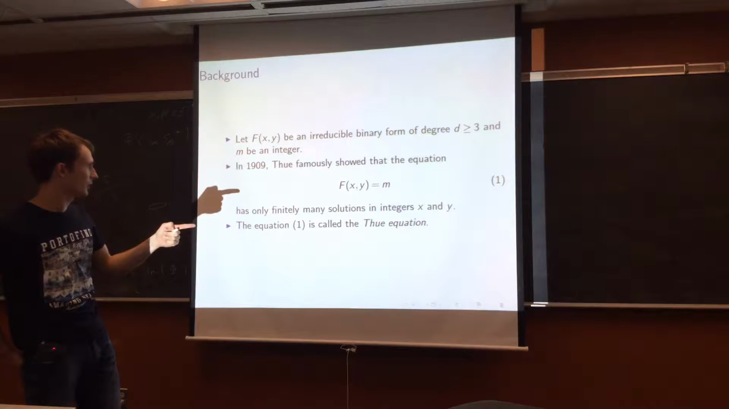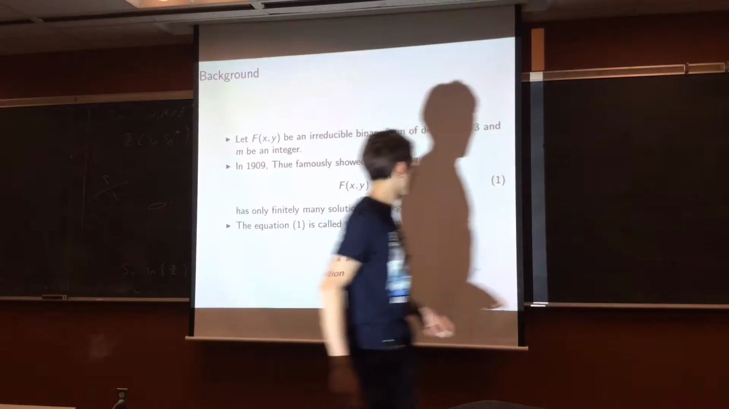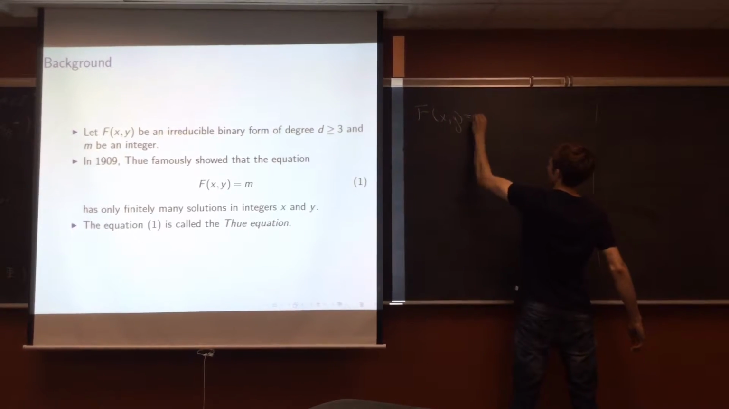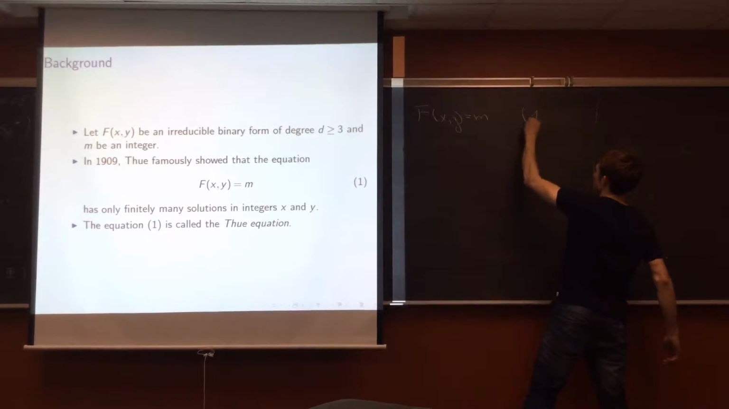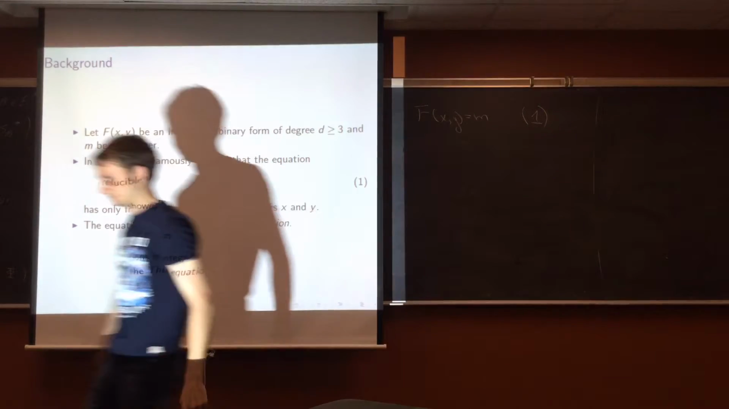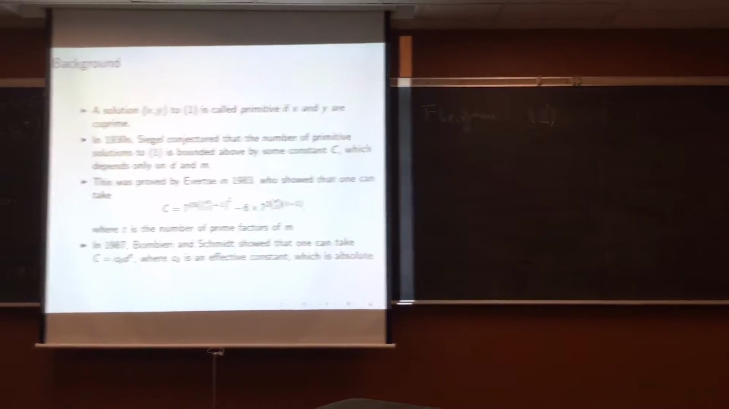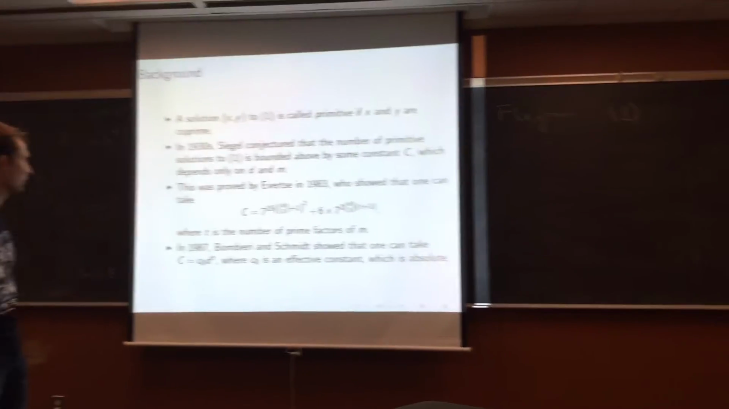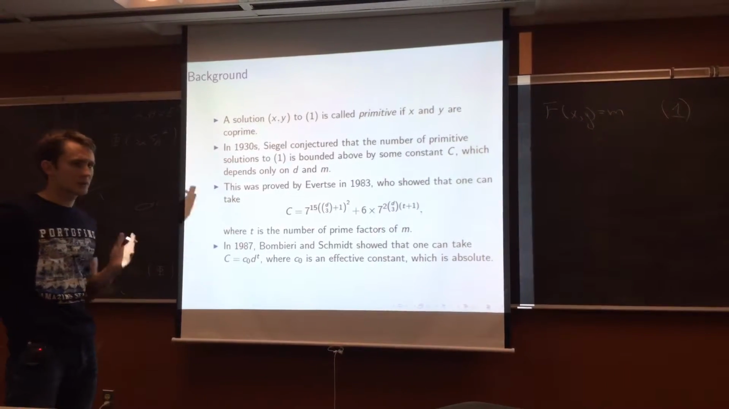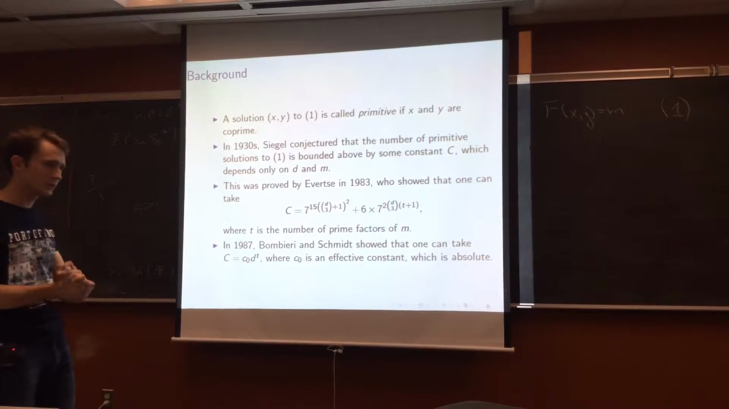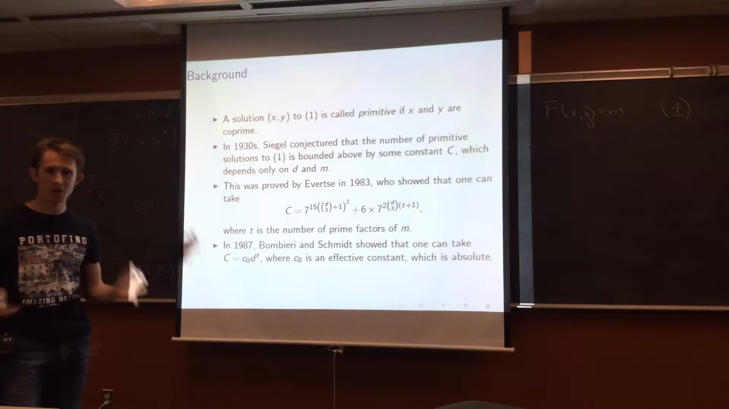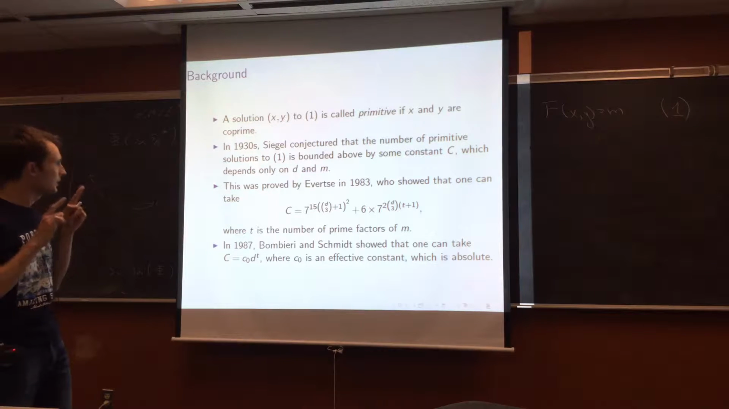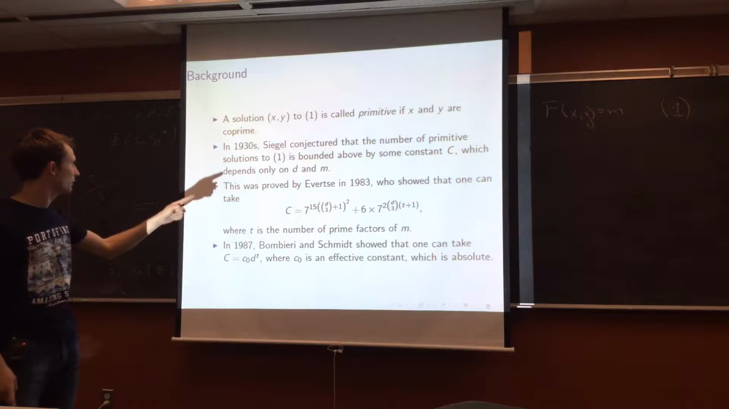So this equation is called the Thue equation, and I should probably write it out because we'll be using these numbers across the slides. This is equation 1. A solution (x, y) to the Thue equation is called primitive if x and y are coprime. In the 1930s, Siegel conjectured that the number of primitive solutions to the Thue equation should be bounded by some constant which depends only on the degree and on the number m. It's important to emphasize that we're interested in primitive solutions.